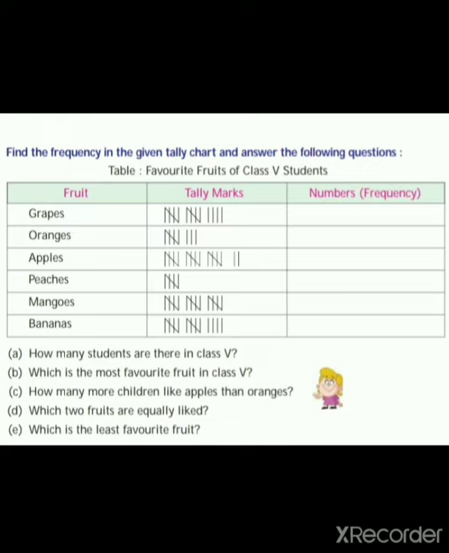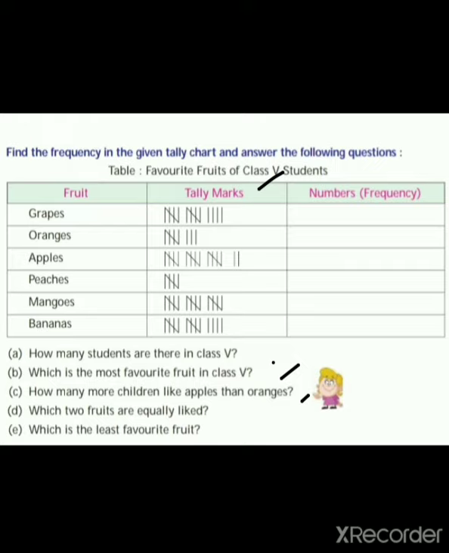Now we will discuss how we can find the answer to the given question when tallies are given to us. Okay, sometimes tallies are given to us instead of pictures. So how can we find the answer to the given question? You can see in this picture, let us discuss with this example. In this picture we have to find the frequency in the tally chart and answer these questions.